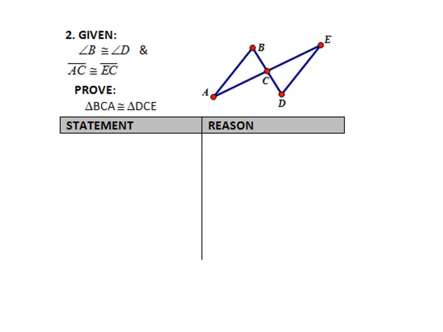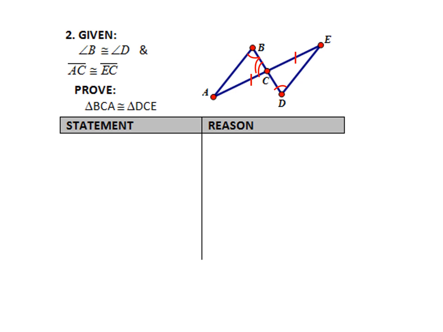We got our second one here, so the first thing I would do is read the given and label our picture. So we're going to label angle B is congruent to angle D, and we're also going to label the segment AC is congruent to segment EC. So we got that all labeled. You can write that down in your statements and reasons.